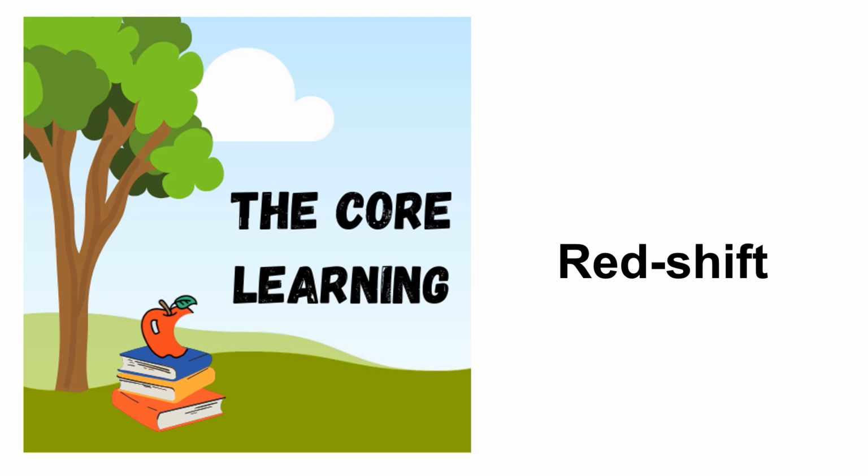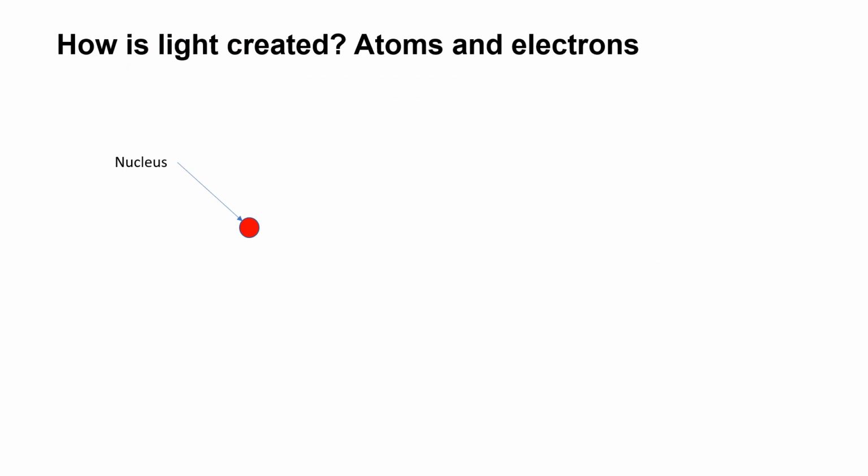Today we're going to be looking at redshift. So first of all, we're going to consider how light is created. And to do this, we're going to think about atoms and electrons.